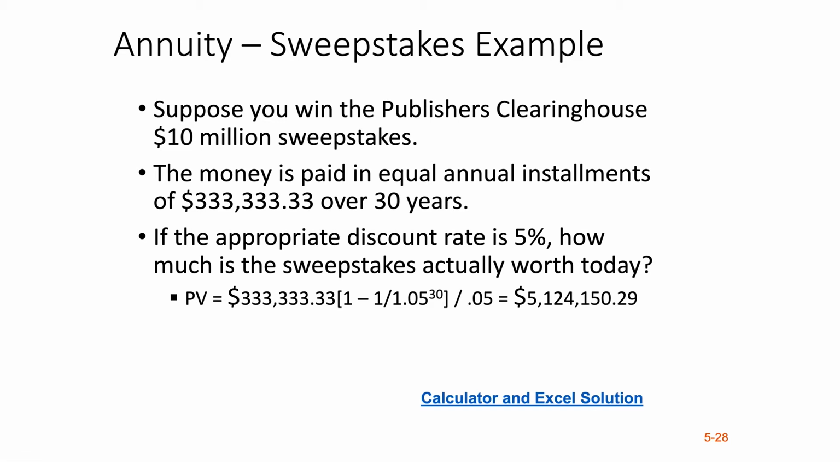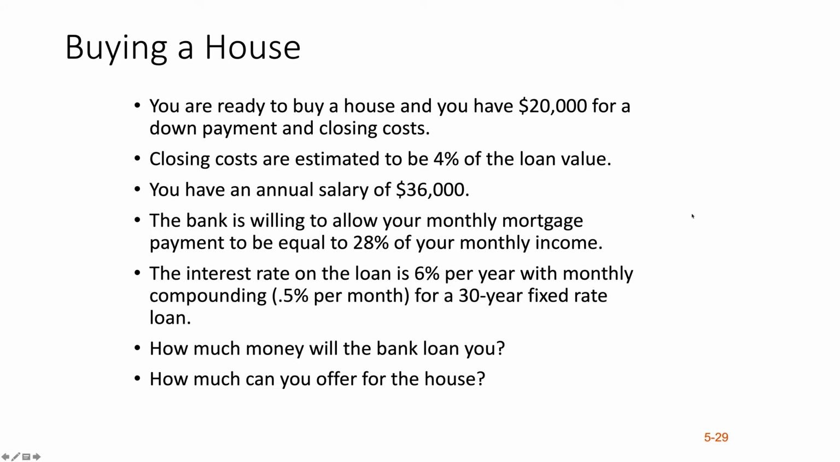Now the next one, we're going to look at buying a house, borrowing a mortgage. Please read this problem carefully. Everybody needs to know how to do the mortgage calculation. You are ready to buy a house and you have $20,000 for a down payment and closing cost. Those are very early numbers, probably from 20 years ago. It's assuming $20,000, which includes the down payment and the closing cost.